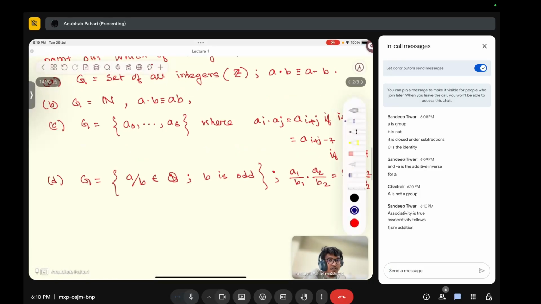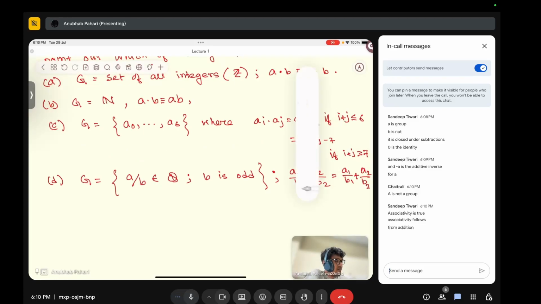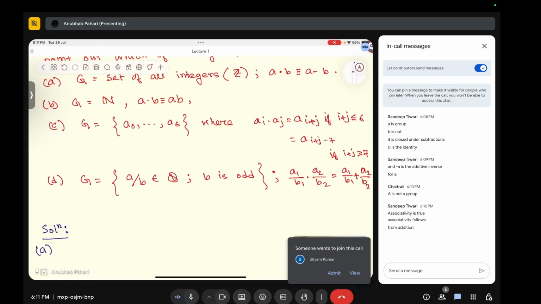So, okay. Solution. Now, clearly the operation is well defined, and it is also closed under subtraction. There is zero and there is negative a. So these things are fine.